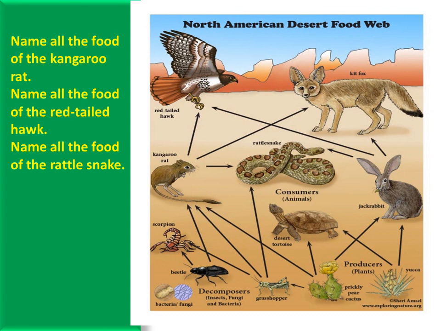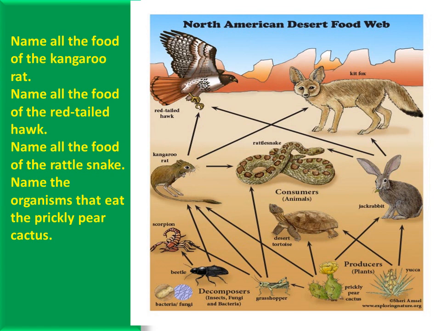Name all of the food of the rattlesnake. What does the rattlesnake eat? Also, follow the arrow and go backward. You will start from the jackrabbit, grasshopper, and the kangaroo rat.